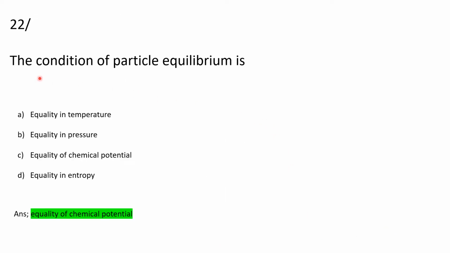Then the condition of particle equilibrium is, and the options are equality in temperature, equality in pressure, equality of chemical potential, equality in entropy. And we know that the condition of particle equilibrium is equality of chemical potential.